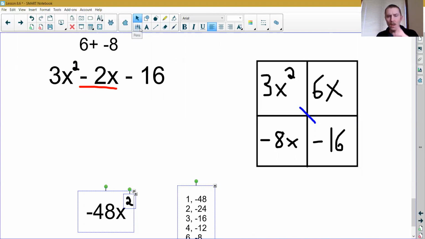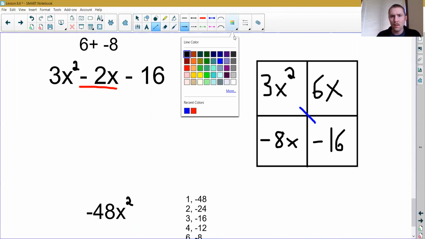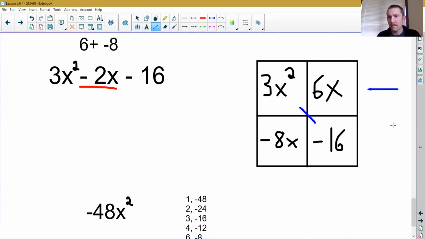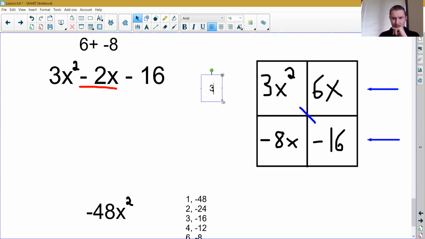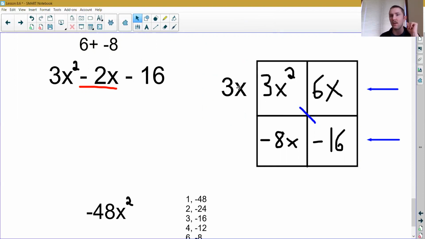All right. So I'm going to first go this way across my rows and find my greatest common factors, starting with the top. I have a 3x squared and a 6x. What can I divide 3 and 6 both by? Well, I can divide 3 and 6 both by 3, I think. So I'm going to factor out a 3. Do they both have a variable? Yes, they do. So I'm going to also factor out an x. Okay, so that's going to go there.